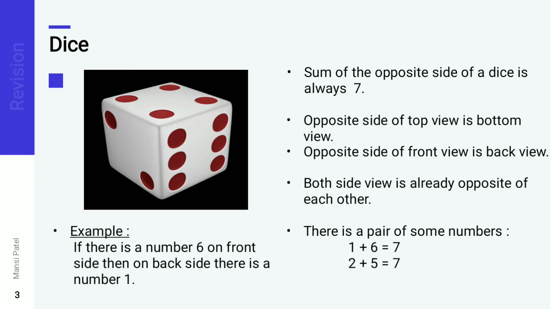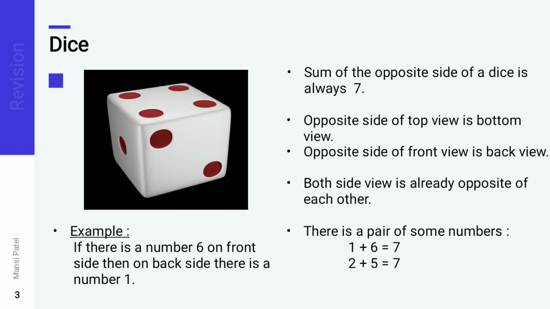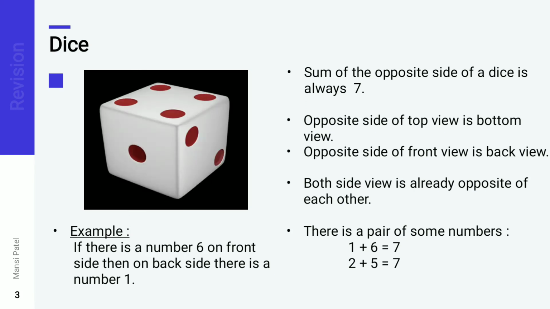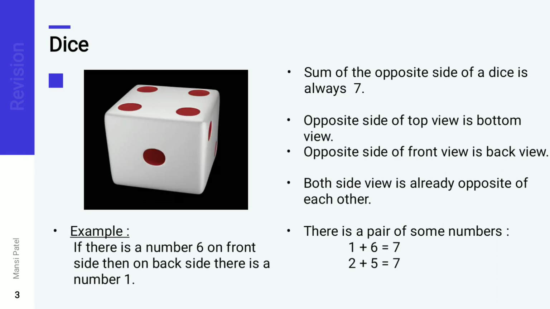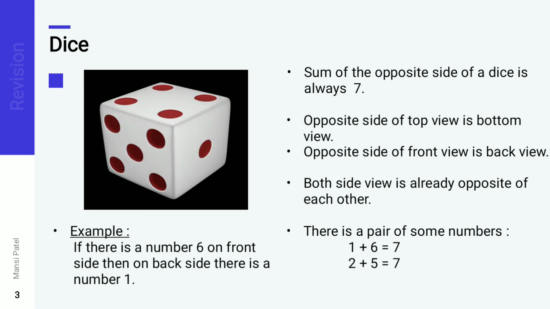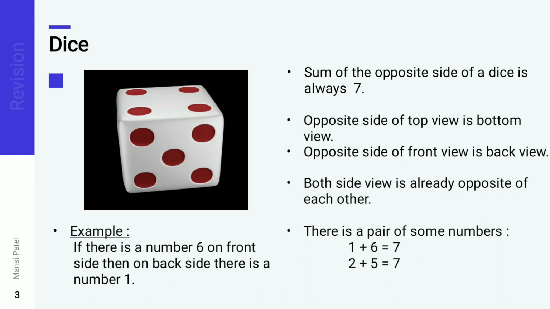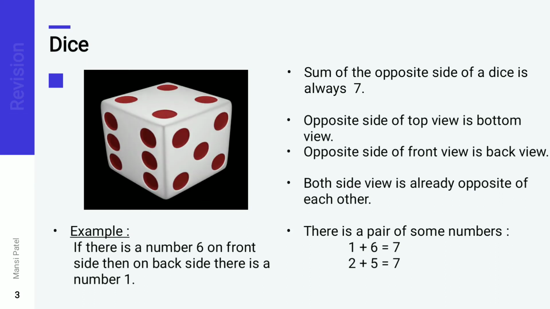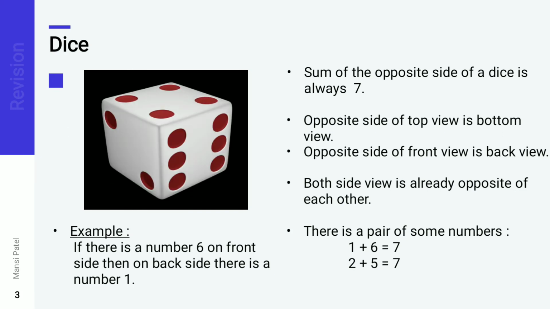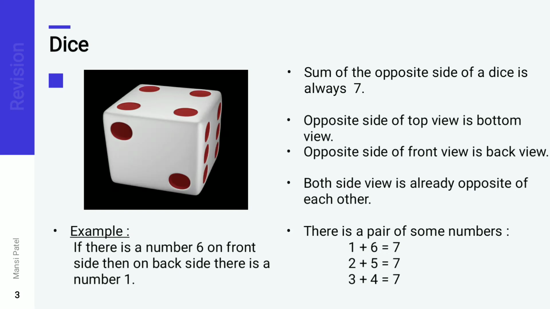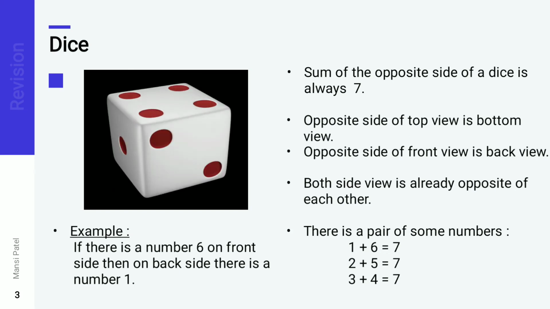Another pair is 2 plus 5. If in the top view there is number 2, then what is the opposite of top? That is the bottom. So which number is at the bottom? Yes, number 5. So 2 plus 5 is the second pair whose sum is 7. And the last one is 3 plus 4.